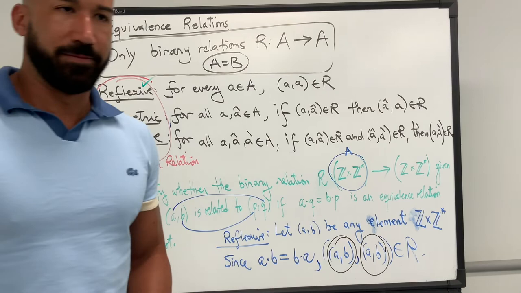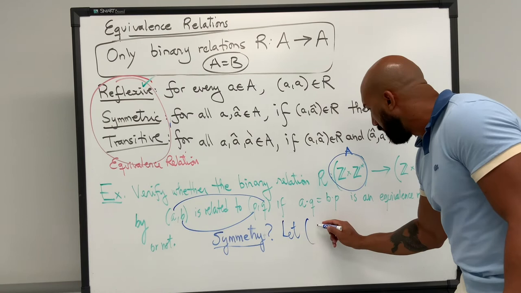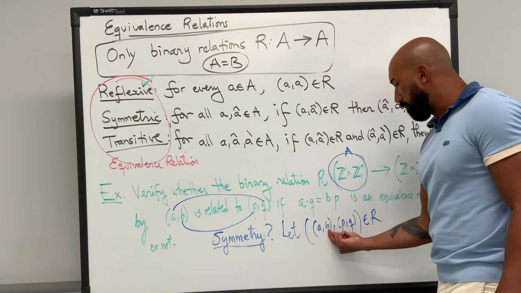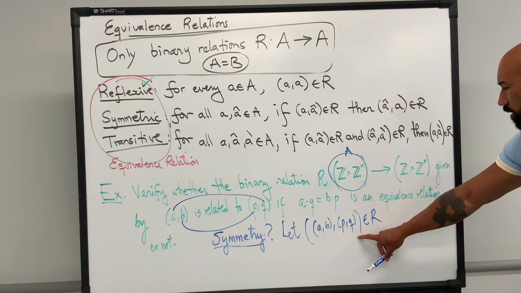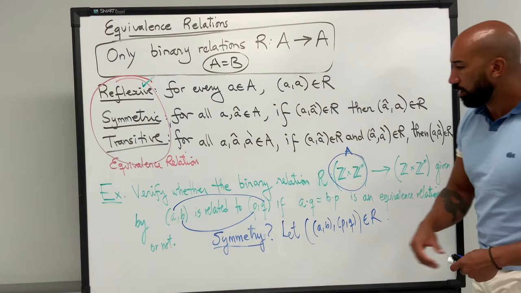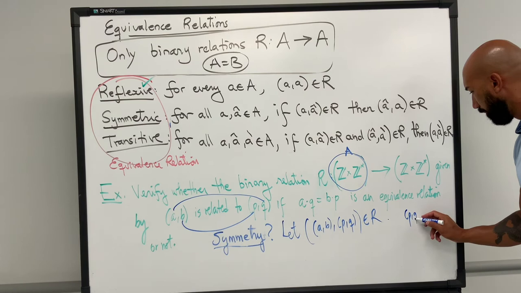So is this relation now symmetric? Well, let's see. Let's suppose that we have any pair (a, b), (p, q) in the relation. So an element (a, b) that is related to an element (p, q). What does this mean, and what do we need to verify in order to conclude that this relation here is symmetric? Well, what we need to verify is that (p, q), (a, b) is in R. That's what we need to verify, okay?